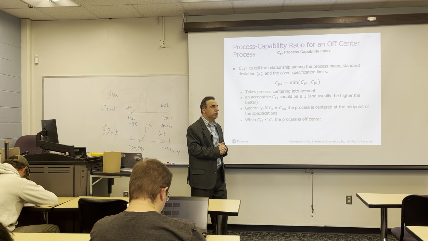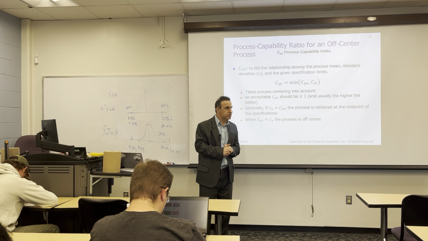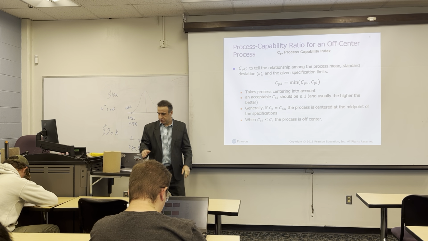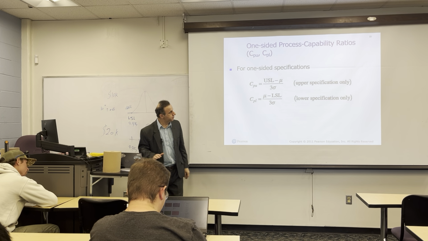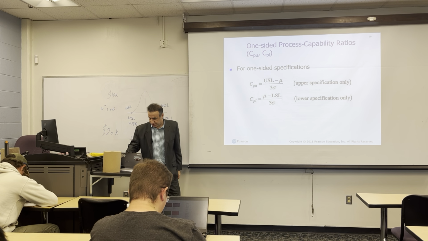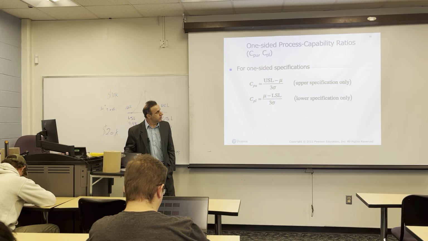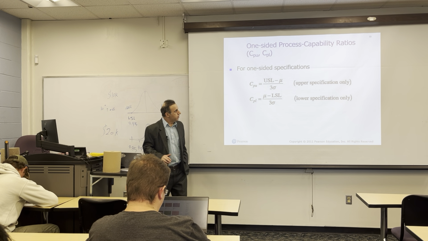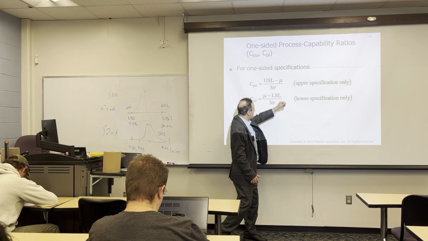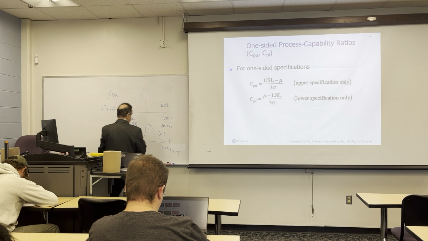When is it that you get negative number? Look at this one. USL minus U divided by 3 sigma. When your average, let me draw it here.